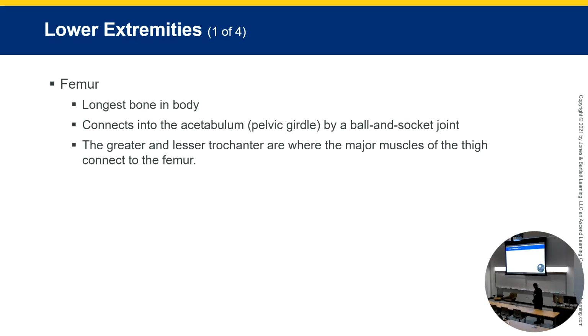It connects into the acetabulum, again, which is a part of the pelvic girdle, by a ball and socket joint. The greater and lesser trochanter of that femur, those are just like little protrusions, if you will, from the bone. And those are just attachment points for some of the larger muscles, which we'll talk about in a little bit.